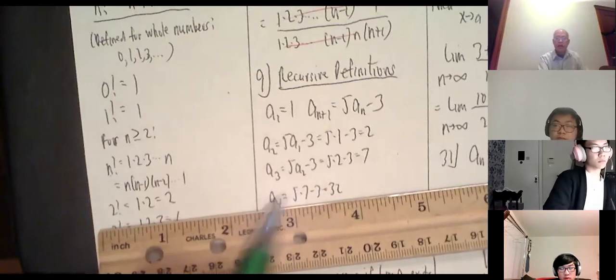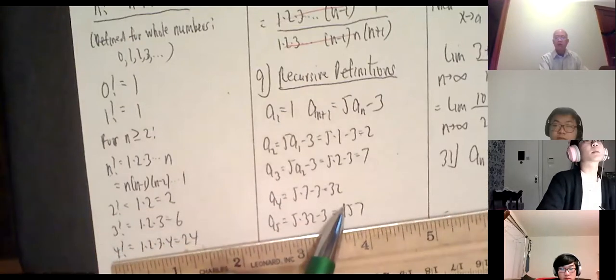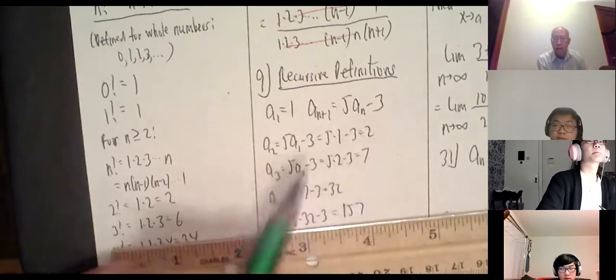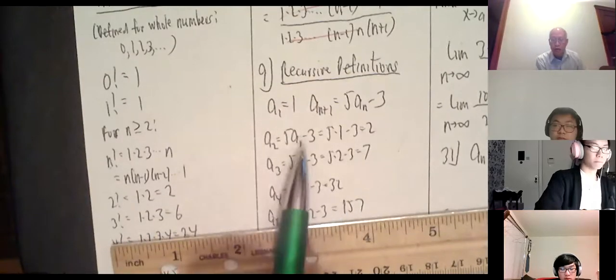Then how do I find A5? I plug in 32 here. So it's 5 times 32 minus 3, 157. So here are the first 5 terms. But notice I could not just jump straight to the 5th term. I had to go one by one.